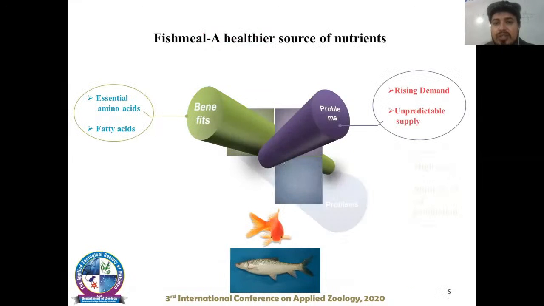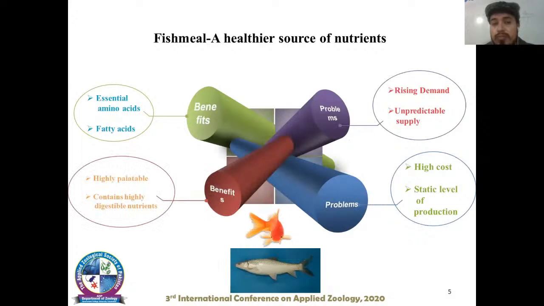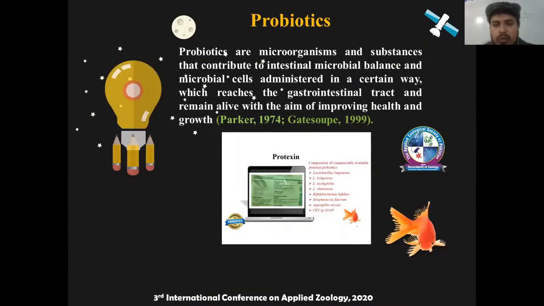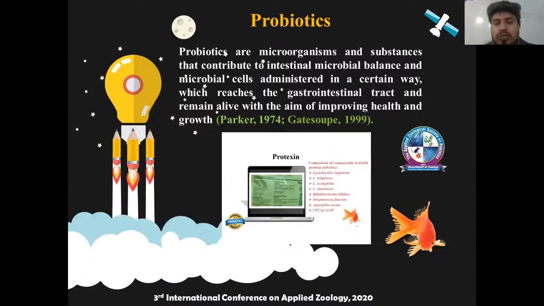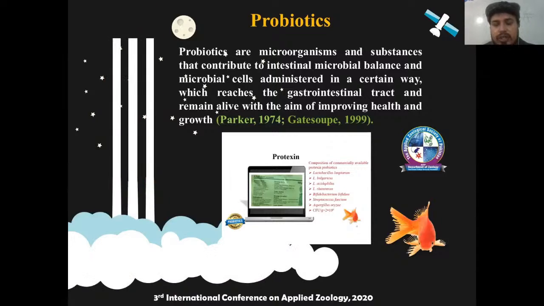Fish meal is a healthier source of nutrients. It has the following benefits: essential amino acids and fatty acids, and it is highly palatable and contains highly digestible nutrients. But there are problems with the use of fish meal in the aquaculture industry: a rising demand and unpredictable supply, high cost, and static level of production. So we have to move towards an alternative source like plant meals, and due to the digestibility problem, we have to move towards probiotics.